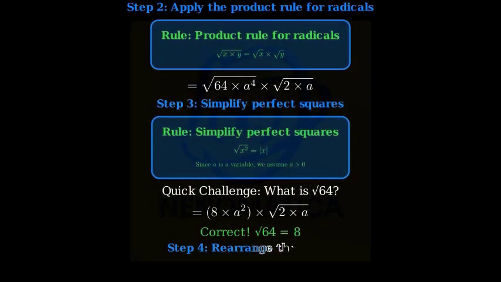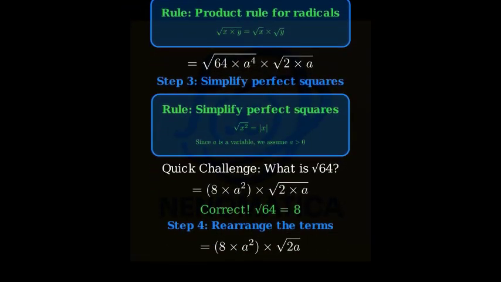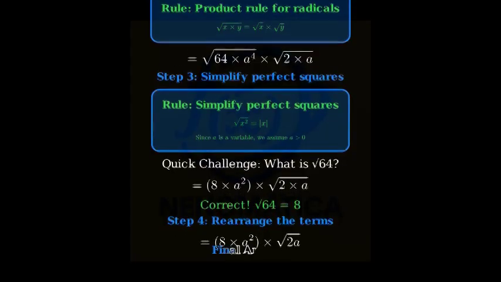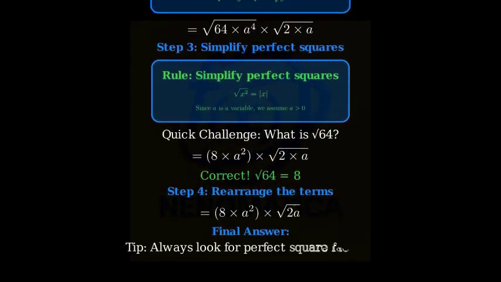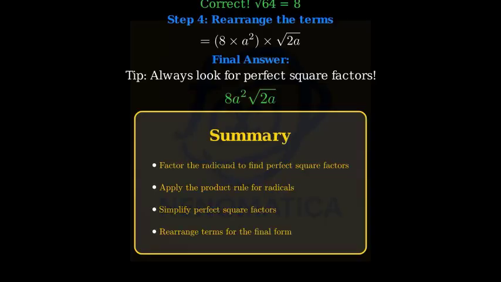Let's rearrange the terms to get our final form. We have 8 times a squared times the square root of 2a. This can be written as 8a squared times the square root of 2a. Our final answer is 8a squared times the square root of 2a. We've successfully simplified the original radical expression. Let's summarize what we've learned about simplifying radical expressions.